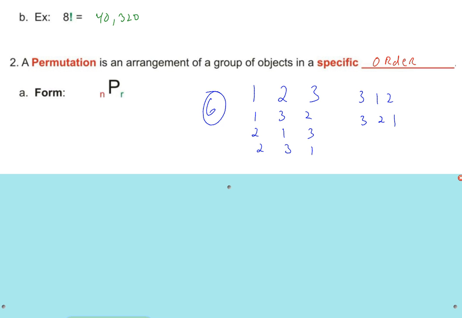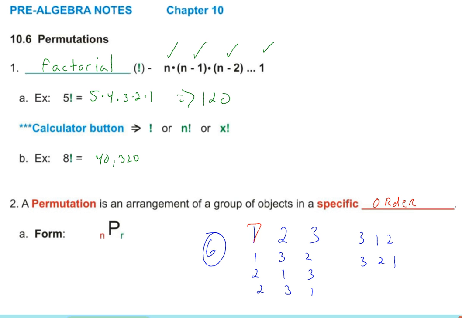That's not the reason. If I were to use the numbers 7 and 8 and 9, there'd still be 6 ways you can arrange those 3 numbers. If I had Bob and Sally and Susan, there'd be 6 ways I can arrange 3 objects. That was the point. How many ways can I arrange 3 objects? That's a permutation.